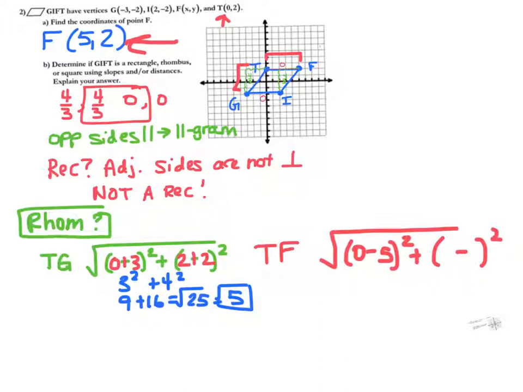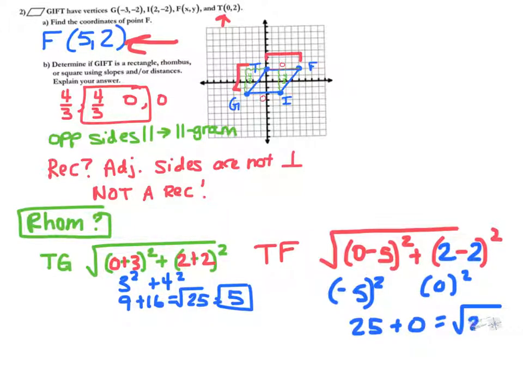Cool, we got 0 minus 5 quantity squared. Now we got to do our y values. Y value of T is 2. Y value of F, also 2. So here I get -5 squared, which is 25. 2 minus 2 is 0, guys. 0 squared is 0. Cool, we get, what do you know? Root 25, which is also 5.